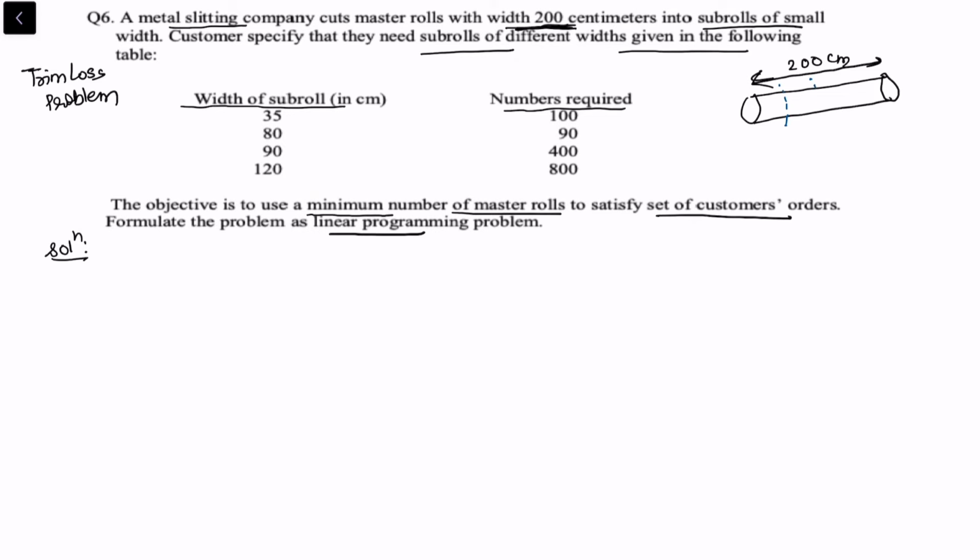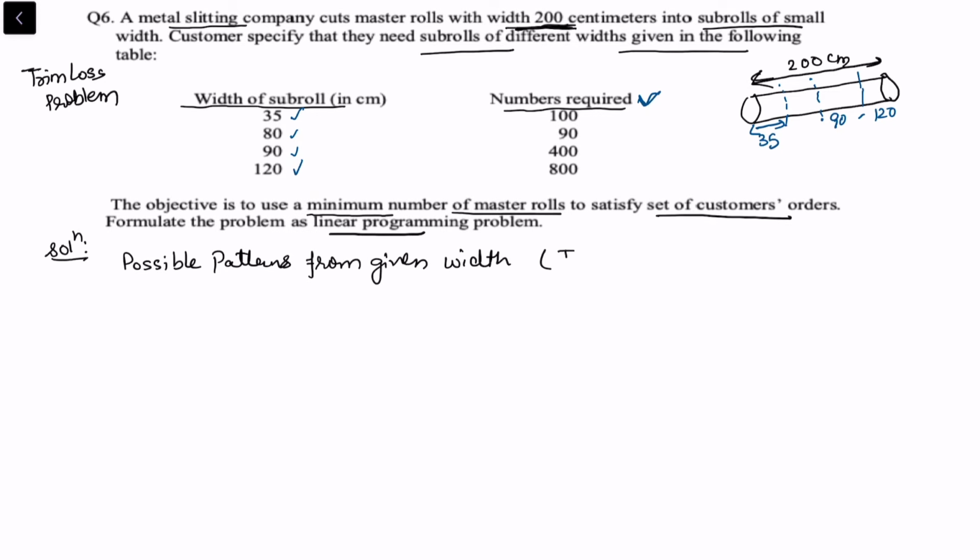So slitting is something like this one, and the widths that we require are 35 or 80 or 90 or 120. This is the requirement. Now how many of each roll do we require? That number is also given to us, the number required. But there are different possible patterns in which we can cut this. So as I did in my earlier problems, I'm going to construct the different possible patterns. So let me write the possible patterns from the given width.